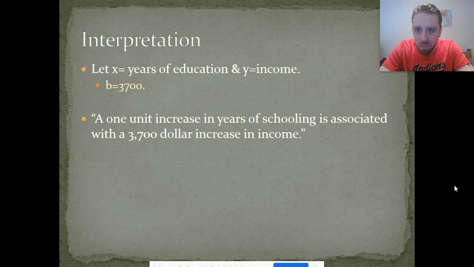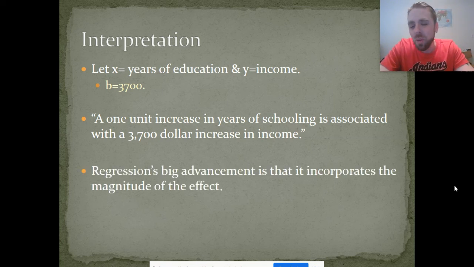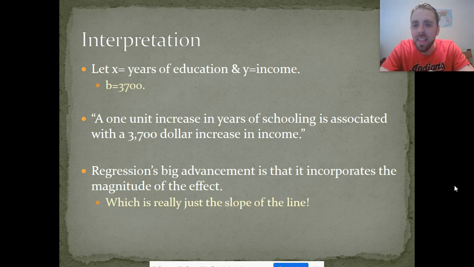It's amazing. There is nothing in this world more important to me than regression. I'm not kidding about that. So regression's big advancement here: we have incorporated the magnitude of the effect, and we have incorporated the unit of expression here.